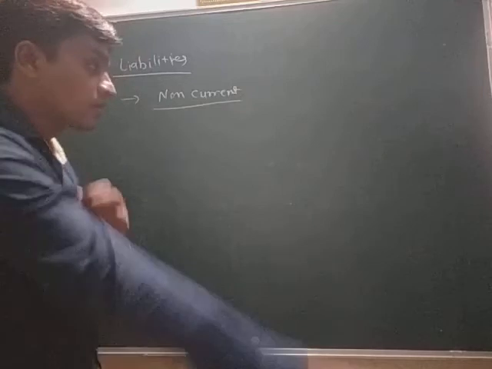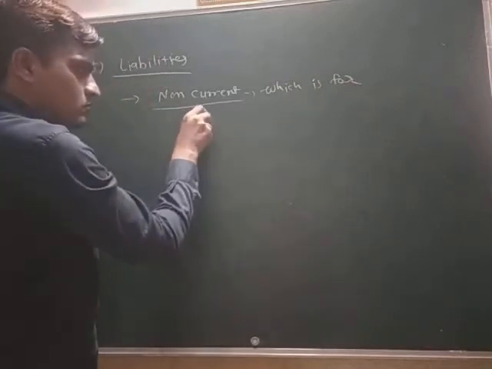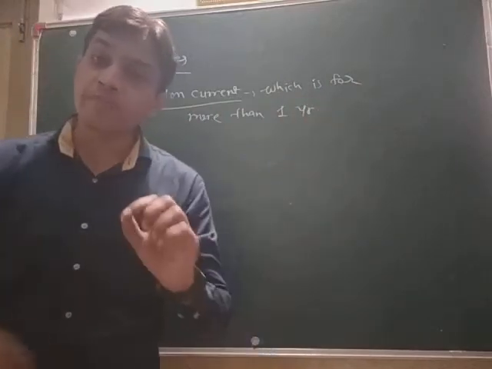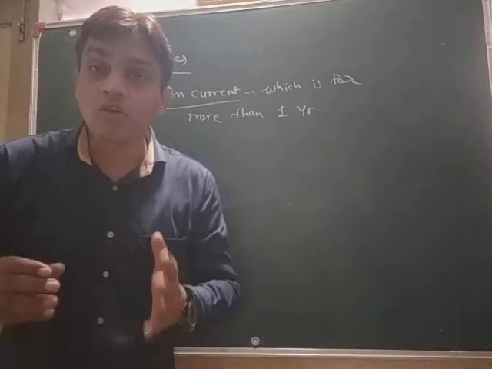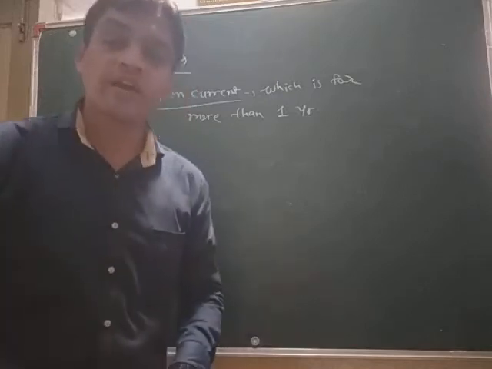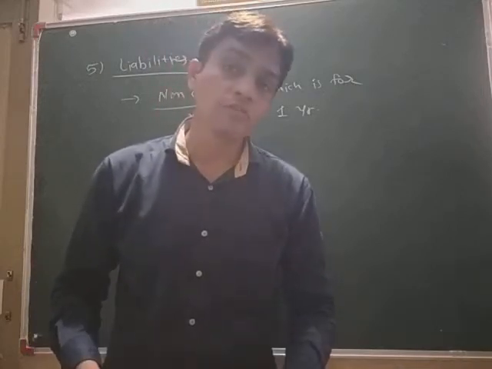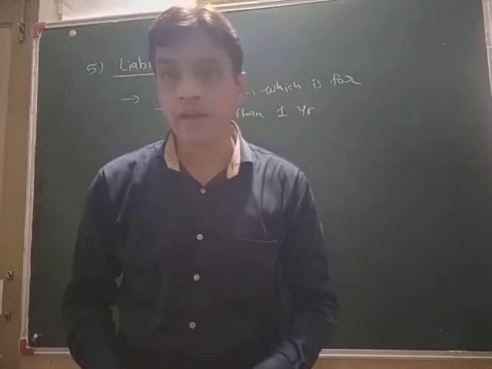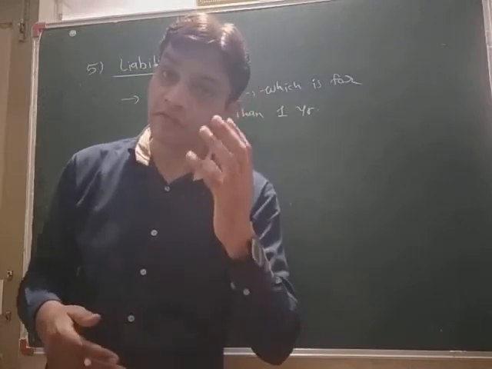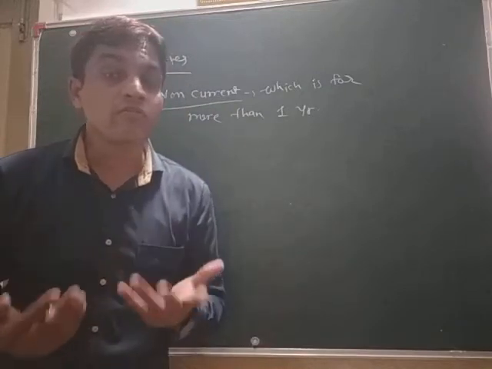Non-current liability is what? Which is payable for more than 1 year. That is called non-current liability. In this case, bank loan is non-current because whenever we take a loan from the bank, they give us time for more than 1 year to pay it. Suppose we have taken a loan from SBI, and SBI gave time for 5 years to pay it. So it is more than 1 year. In that case, that loan is non-current liability because we have 5 years to pay.